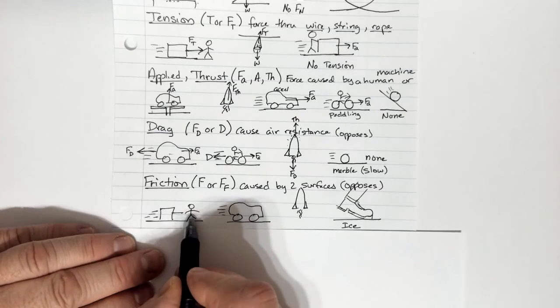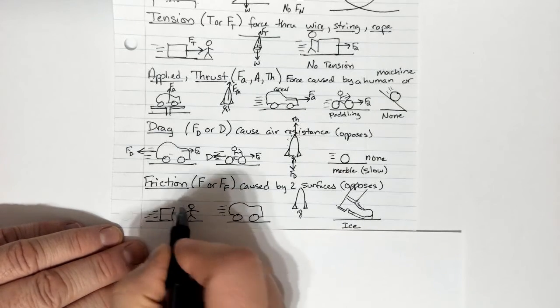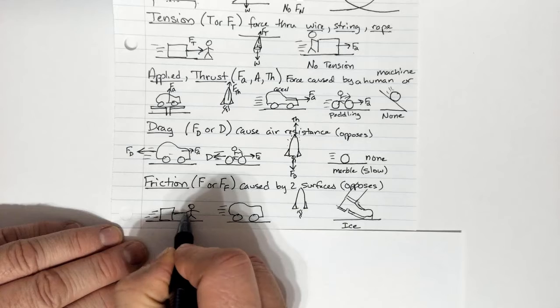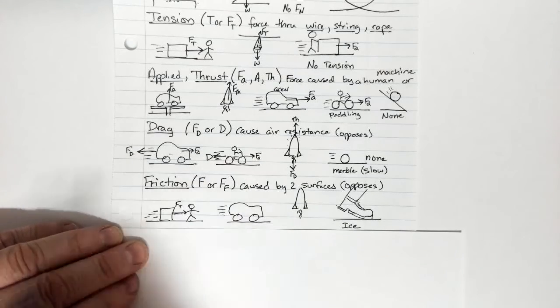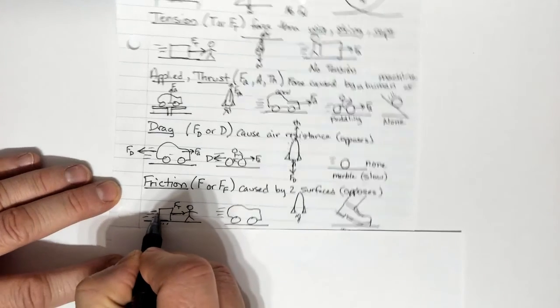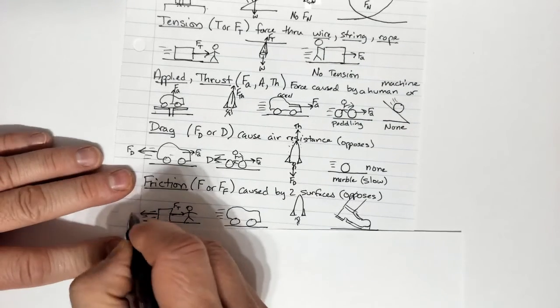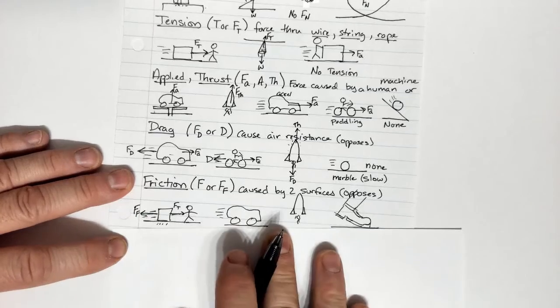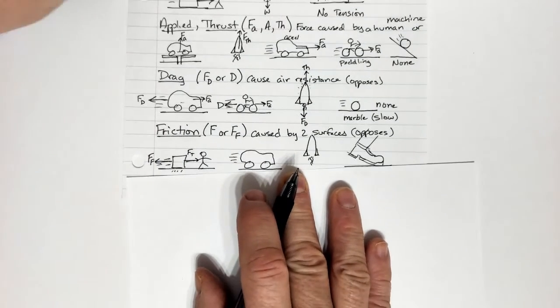Let's say that you're pulling a box across the floor and you're pulling in this direction. You have a force of tension, but since the two surfaces are touching here, there would be some friction, so we would have force of friction. Okay, so there would be friction there. I want you to point that out.